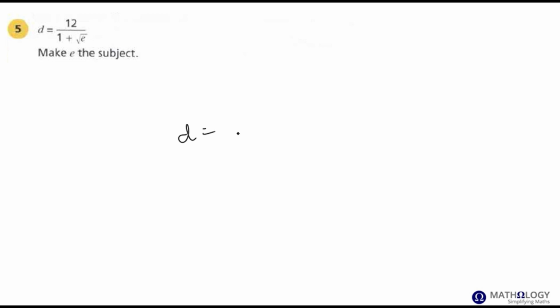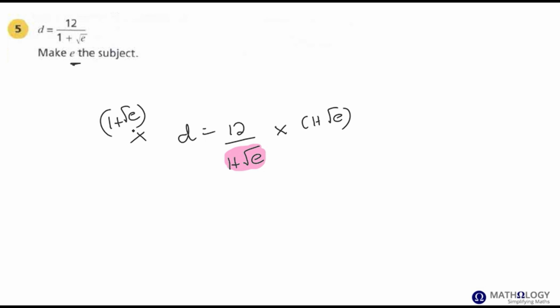Given D equals 12 over 1 plus the square root of E, we want to make E the subject. Okay. So again, E is part of the denominator of a fraction, so we want to remove that denominator. So we're going to multiply both sides by 1 plus the square root of E. And just remember to always use brackets. Okay, on the right hand side, we're just going to have 12.